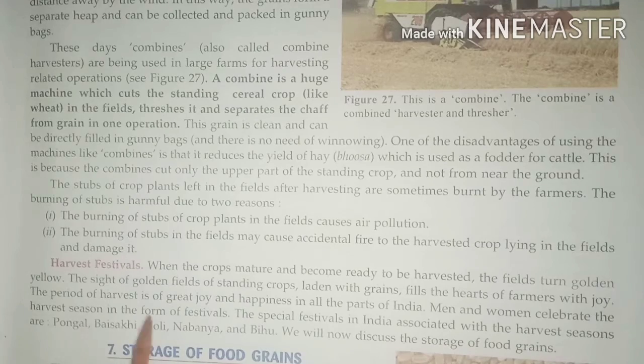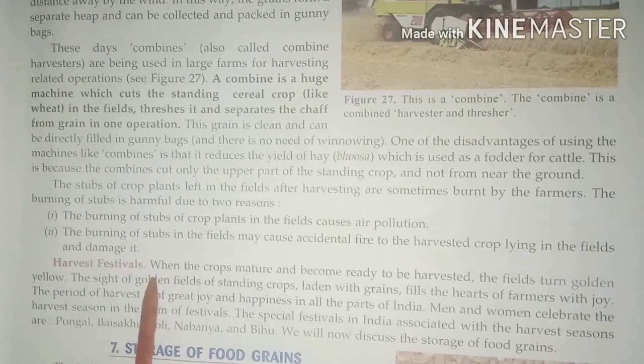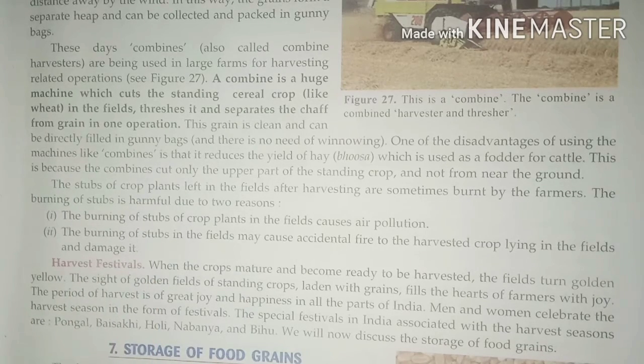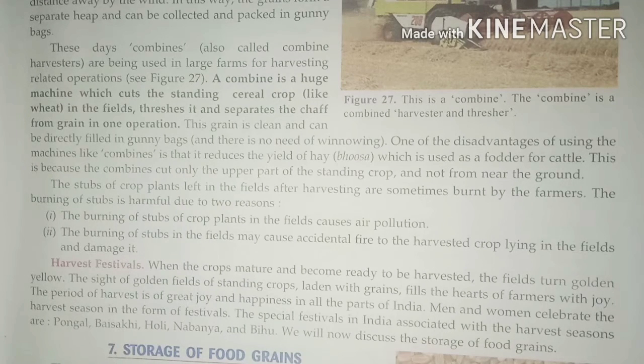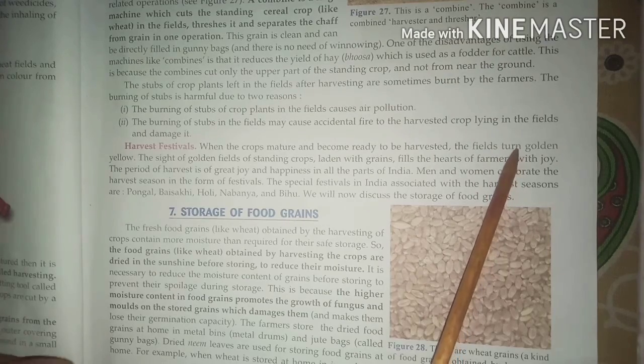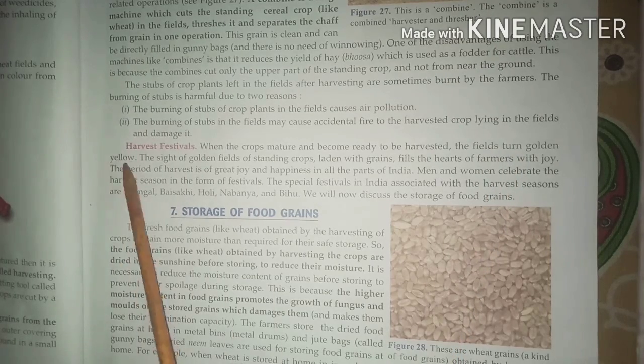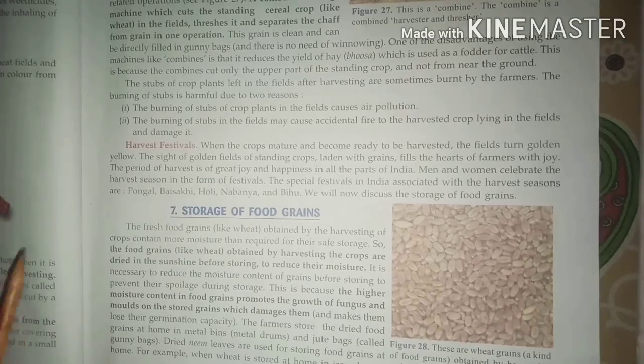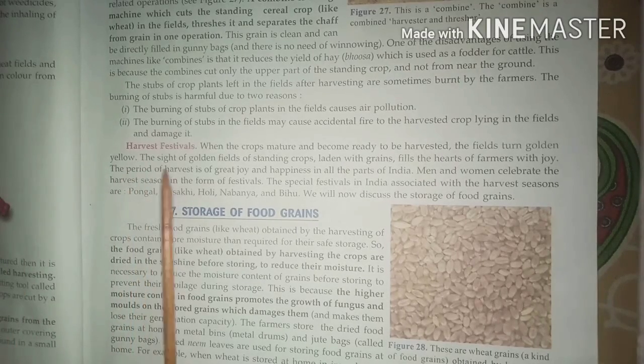Now, harvest festival. A harvest festival means the festival which comes at the time of harvesting the crops. The festivals come when the crops mature and become ready to be harvested and the field turns golden yellow. When the crops get matured, the field turns a golden yellow color.